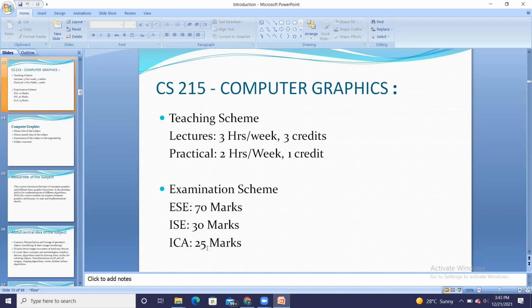Then ICA, that is internal continuous assessment. It is of 25 marks. Out of that, we are going to consider attendance. An MCQ test will be given to you, and you have to solve it and submit it. And many other parameters are there to consider for these ICA marks. So the total weightage of 125 marks is there for CG.